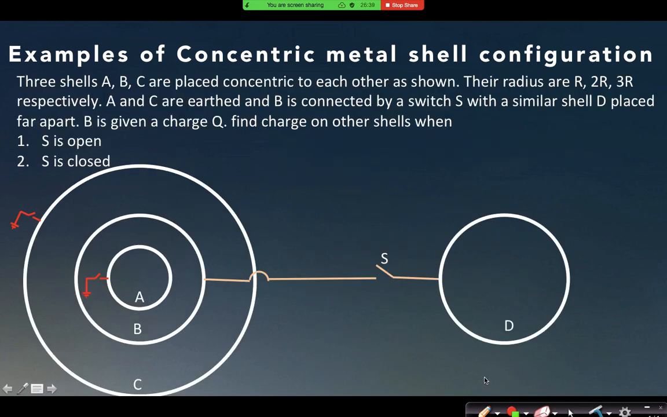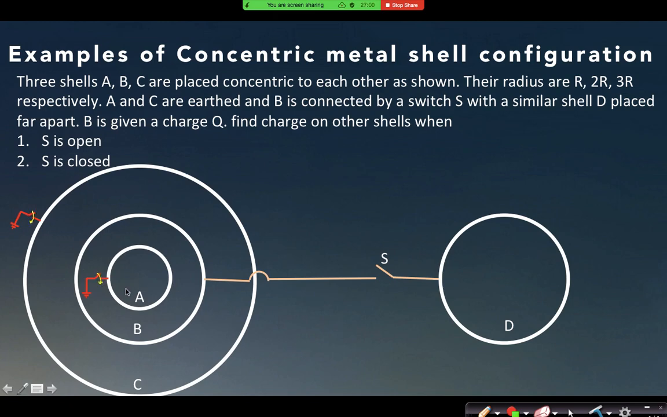Yes. Now this question is again a complicated configuration, but I will use the same concept. Three shells are placed concentric. Their radii are R, 2R, 3R. A and C are earthed. Okay, now two are earthed, right? Simultaneously, I have earthed them.